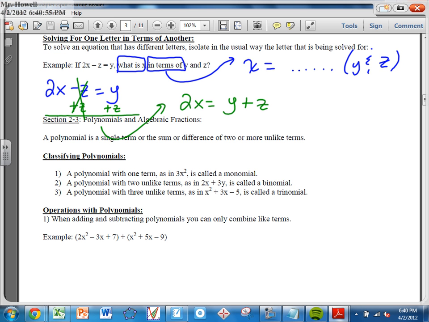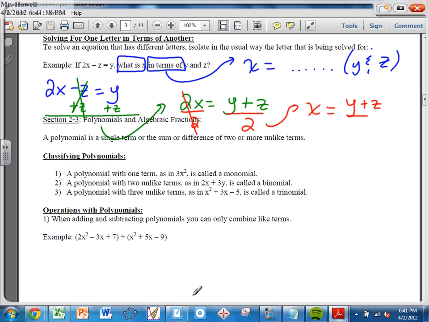Well, the problem doesn't say find y and z, or find 2x, it says find x. So in this case we still have to divide by 2. And you're going to notice that the 2's drop off, and x equals simply y plus z over 2. Let me fix this 2 so we can see it's not a z there.